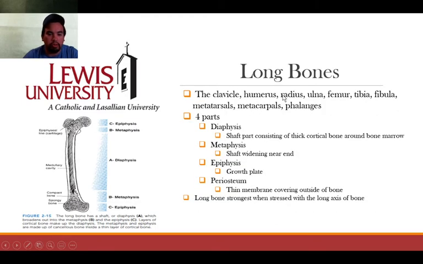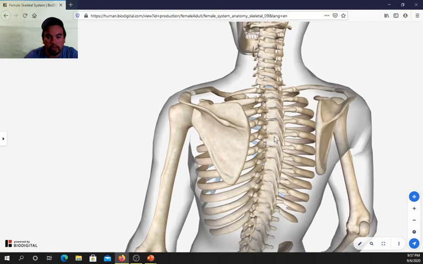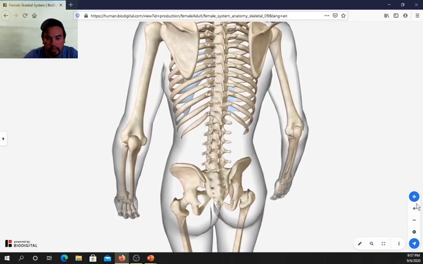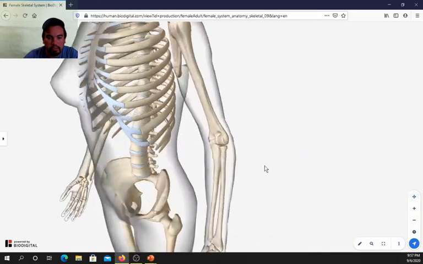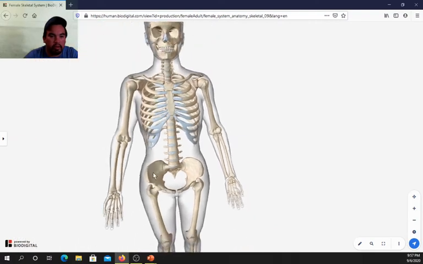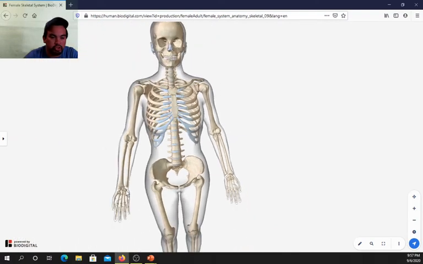Okay, so long bones. When we're looking at long bones, we're looking at the clavicle, the humerus, the radius, the ulna, the femur, the tibia, the fibula, the metatarsals, metacarpals, and phalanges. Look at these long, straight bones. They all have kind of the same characteristic, right? A bigger end, and then a narrower, more solid, dense shaft.